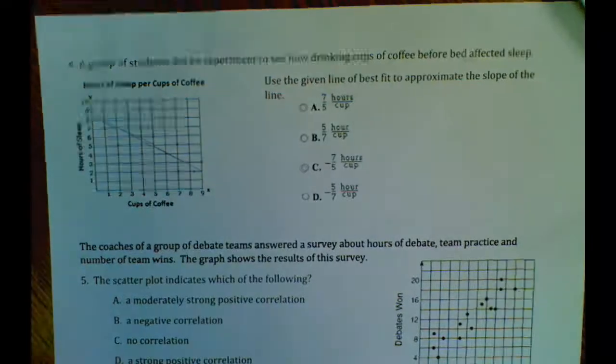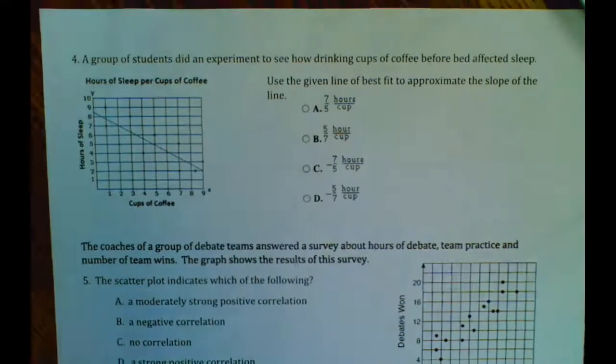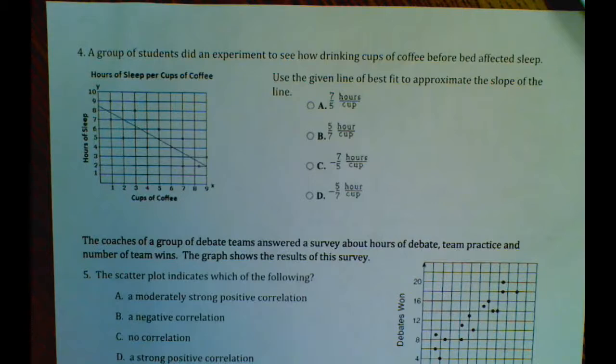Okay, group number 4. A group of students did an experiment to see how drinking cups of coffee before bed affected sleep. So here we have our graph, and then it says use the given line of best fit to approximate the slope of the line. So if we just pick out 2 points that we think are good, that's going to help us with the slope. But before we do that, let's go ahead and cut down what we think could be the answers.